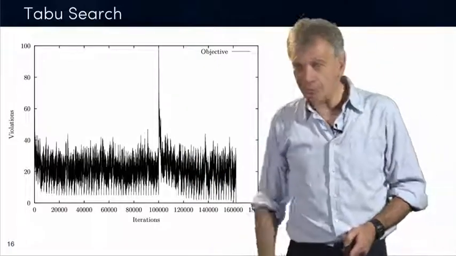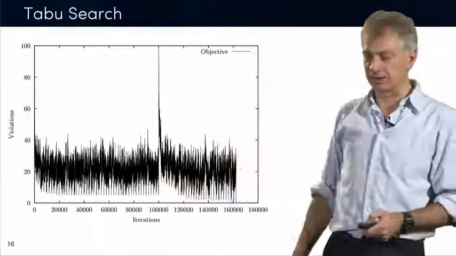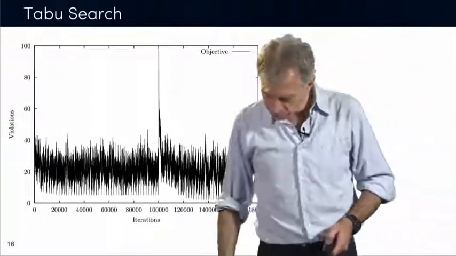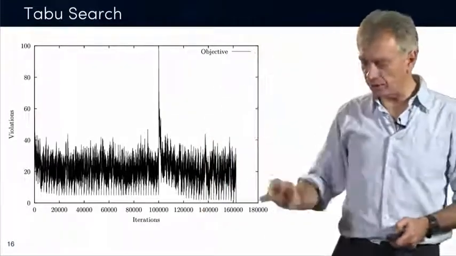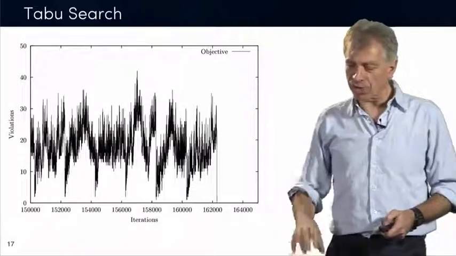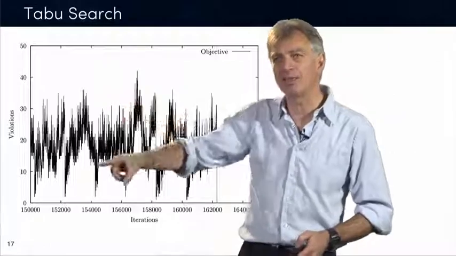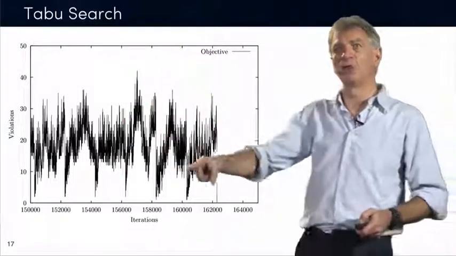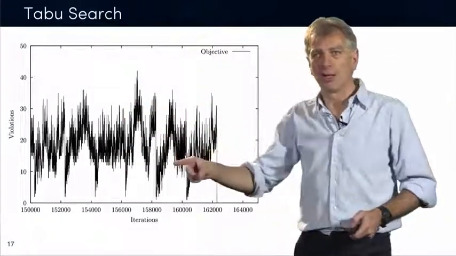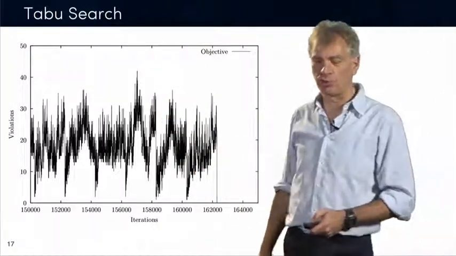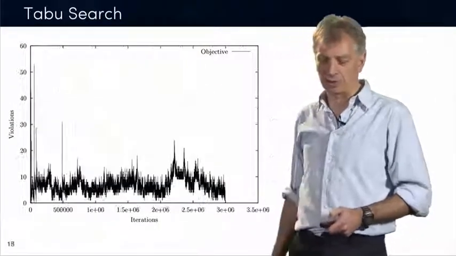So we find a feasible solution to this particular problem, and it takes 160,000 iterations. This is zooming in on the last set of iterations, and what you can see as well is this very chaotic behavior of Tabu Search. In a sense, you go up, but you always go down reasonably soon afterwards. That's typical behavior of Tabu Search.